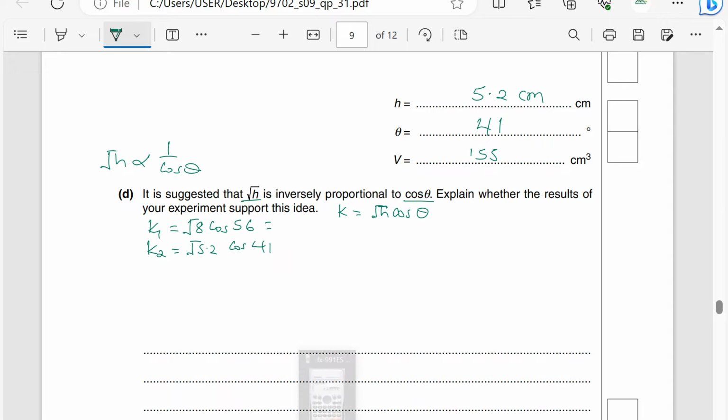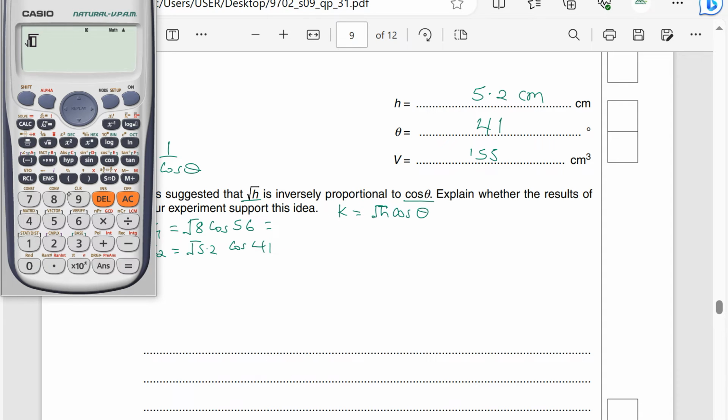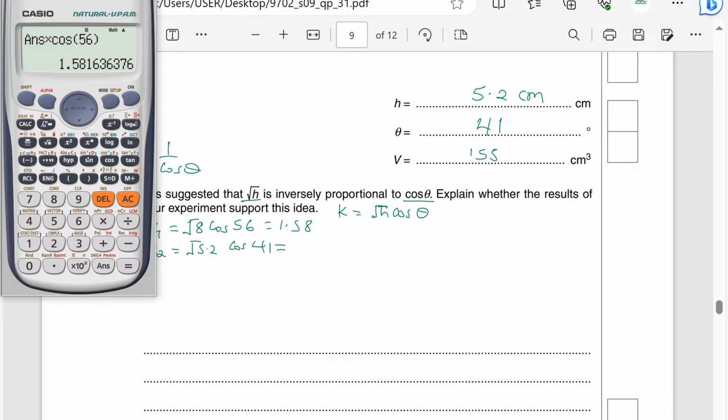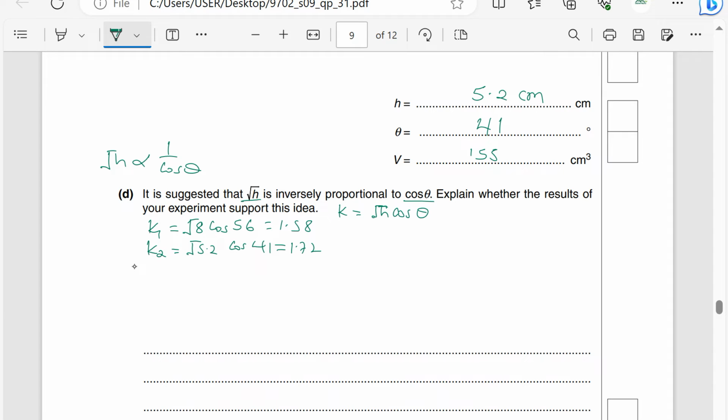So let's press our calculator to see these values. Root of 8 times cos of 56, that is 1.58. Then root of 5.2 times cos of 41, that is 1.72. So those are the k values.